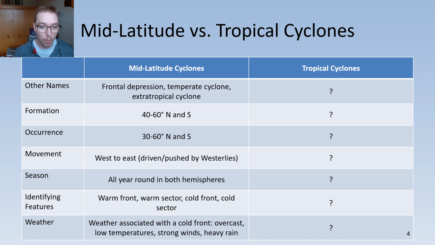The identifying feature is a warm front and a warm sector, and a cold front and a cold sector. Remember, we talked about how that cold front pushes faster than the warm front. It occludes, and you have that occlusion up here, and that warm front is then overtaken. So it's overcome with cold air that's forcing the rapid rise of that warm air, and that warm air condenses and precipitates out. Weather associated with the cold front is overcast, low temperatures, strong winds, and heavy rain. With the warm front, it can be, again, not heavy, but prolonged precipitation. Now, we're going to fill in cyclones here as we go.